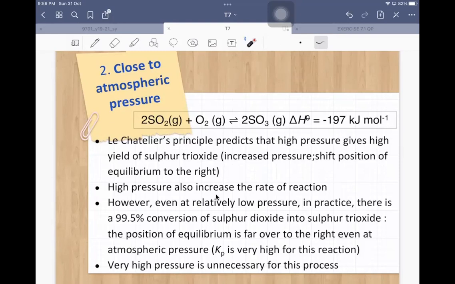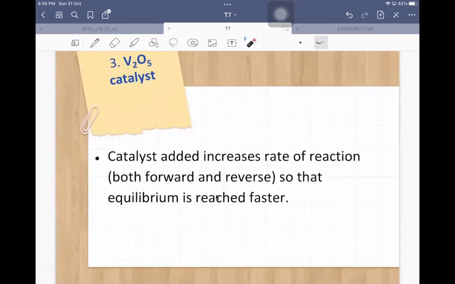Lastly is the catalyst. For the same reason as in your ammonia process, the catalyst is added to increase the rate of the forward and reverse reactions. It favors both equally, so there is no net effect on the yield. It just means that you get your products very quickly. That's why we use a catalyst. So that's the industrial process and the equilibrium system involved in the production of ammonia and sulfuric acid.